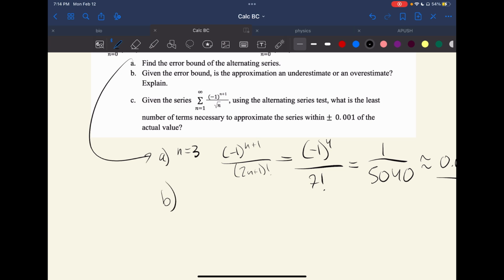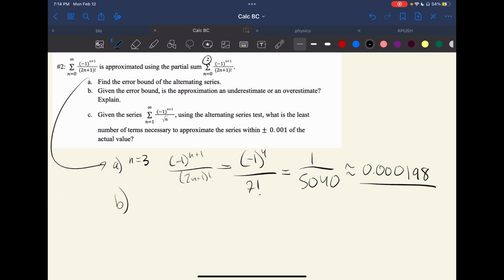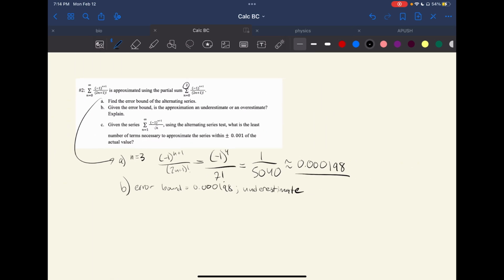Given the error bound, is the approximation an underestimate or an overestimate? So the error bound here is a positive number. You write it down: the error bound is a positive number, which means that since it's positive, the approximation is going to be less than the actual value. So this means that it's going to be an underestimate. Because basically if it was a negative number, it would be an overestimate because it'd be over the actual value.